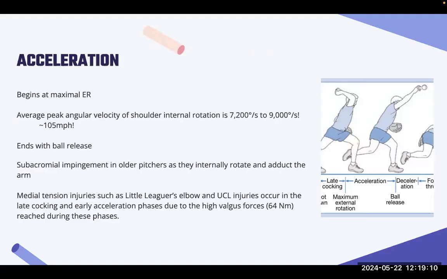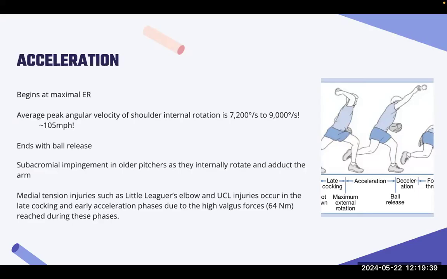So it's just a remarkable thing that, one, we can even produce these kinds of forces over the shoulder, but you can imagine how much stress over these structures is actually happening. And so the acceleration phase is ending with ball release. And that's why at the end of this, the ball is leaving the hand there. Subacromial impingement is going to be very common because they're internally rotating, adducting the arm, and then you're going to get all these medial tension injuries like we already talked about.